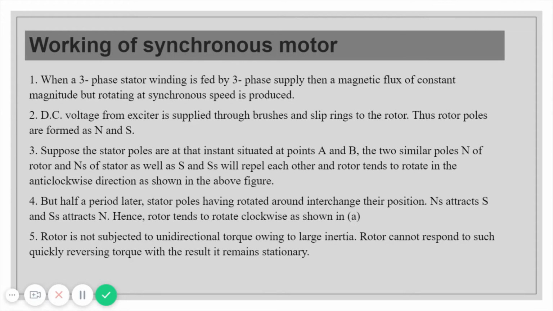Now the rotor is not subjected to unidirectional torque owing to large inertia, because there are two forces. One is acting in the clockwise direction, and after the half period there is another force which is acting in the opposite direction. So due to the inertia, the rotor remains at a standstill. The rotor cannot respond to such quickly reversing torque. With the result, it remains stationary.